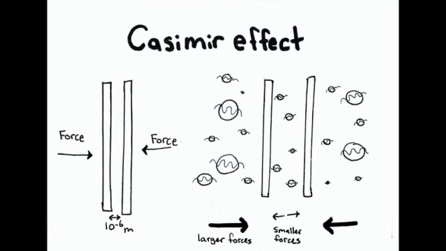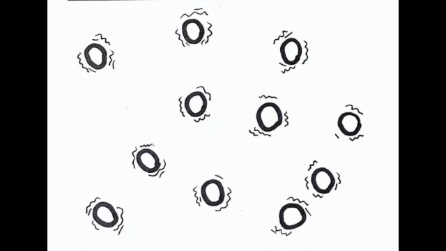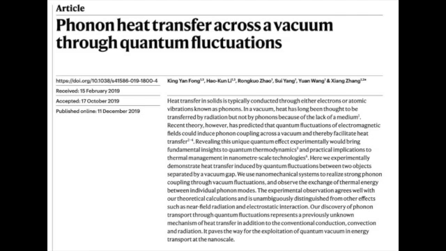Now that we have an understanding of these concepts, we can revisit the new method of heat transfer, which happens in a vacuum as a result of the Casimir effect. We know that heat is carried through vibrations of atoms, so heat can be transferred between objects through vibrations, which are known as phonons. In February of 2019, researchers proved the existence of phonon heat transfer across a vacuum due to quantum fluctuations, and this is how it works.